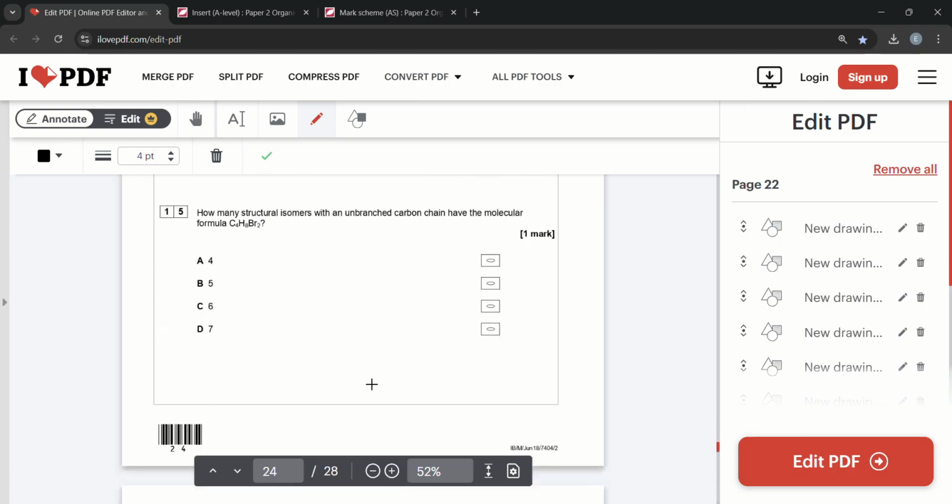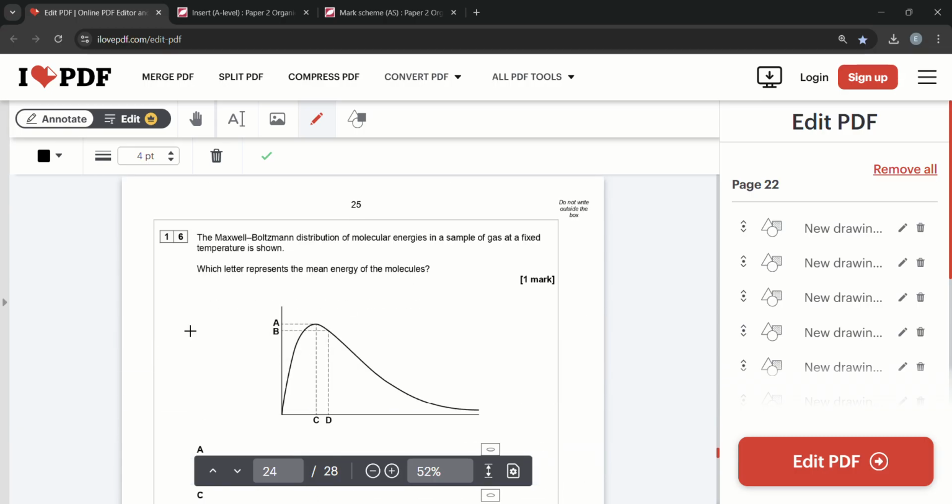There we go. How many structural isomers of unbranched carbon chain have the molecular formula of that? You just have to draw out all the structures and you should get 6. I really don't like these types of questions as well.